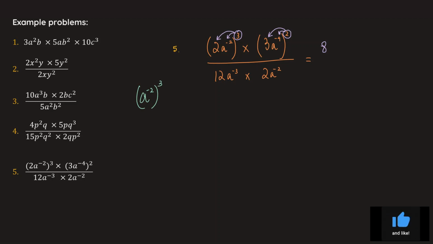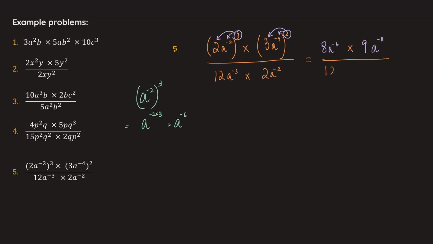Now this is power of a power, the third law of indices. So the powers get multiplied. A to the power minus 2 times 3 is a to the power minus 6, right? So that becomes a to the power minus 6 times, and then we have the second bracket, 3 squared, that is 9, and then a to the power minus 4 to the power 2, that is minus 4 times 2, which is minus 8, divided by, we will write that as it is, 12 and 2a to the power minus 2.